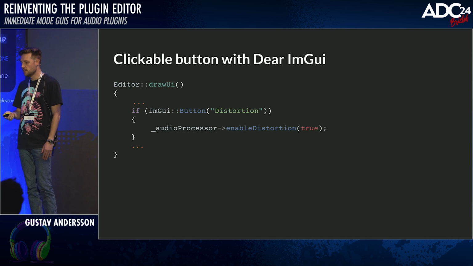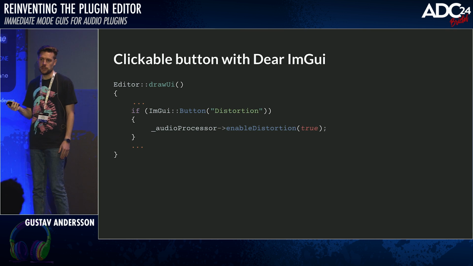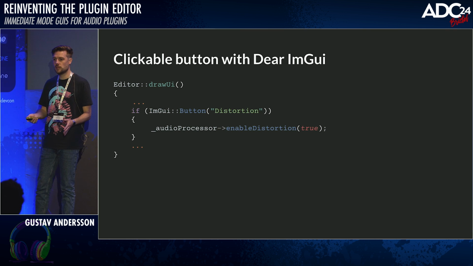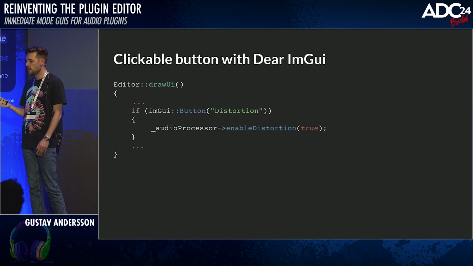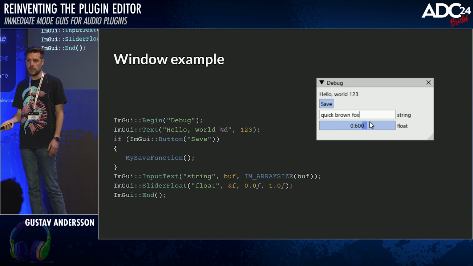It's just somewhere in your draw UI code, you call ImGui::Button, you pass the label as an argument, and if this function returns true, the button was clicked, so you do what you do if the button was clicked. This is another example with a window. And notice that the window is really what is between the begin and the end functions. And you can nest these also to have windows within windows.